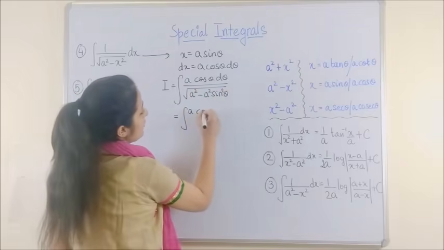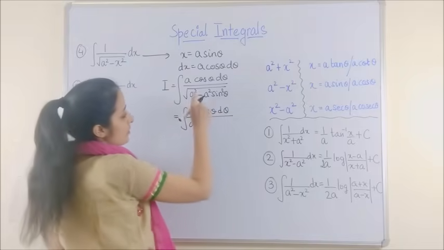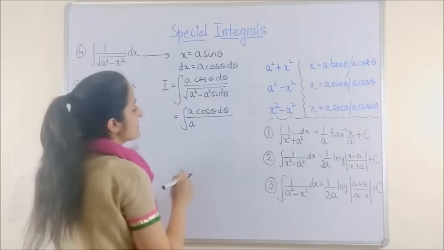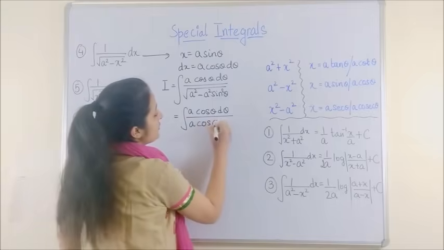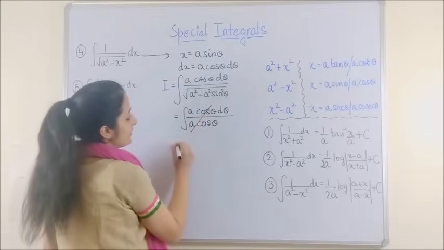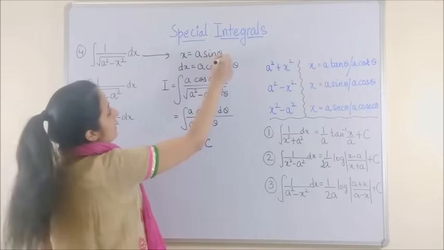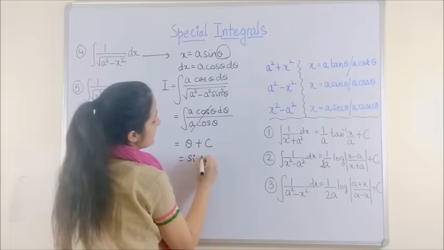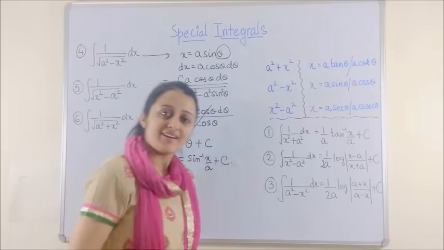Now, this is a cos theta d theta. If you take your a square common inside, it comes out as a. We'll be left with 1 minus sine square theta, which is cos square theta, comes out of the square root as cos theta. Everything gets cancelled. The answer is theta plus c. Putting back the value of theta from here, it becomes sine inverse of x by a plus c, and this is our answer.